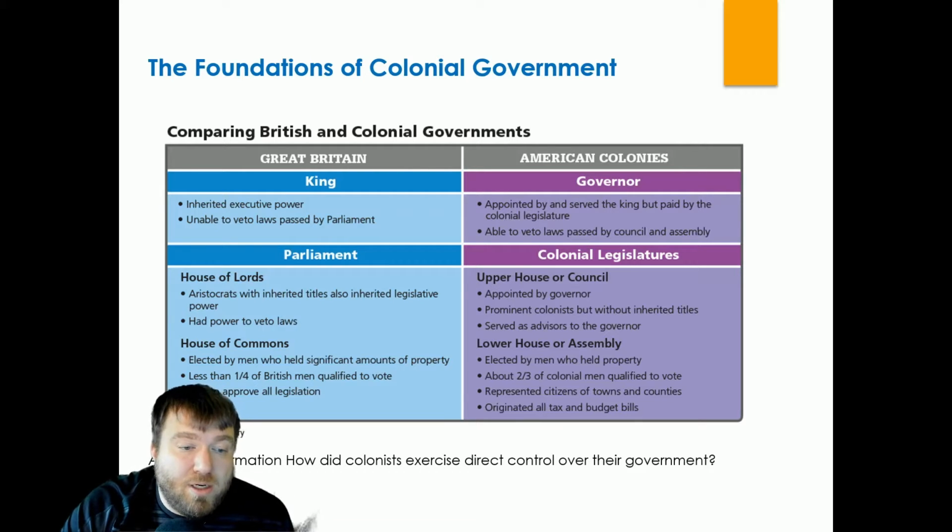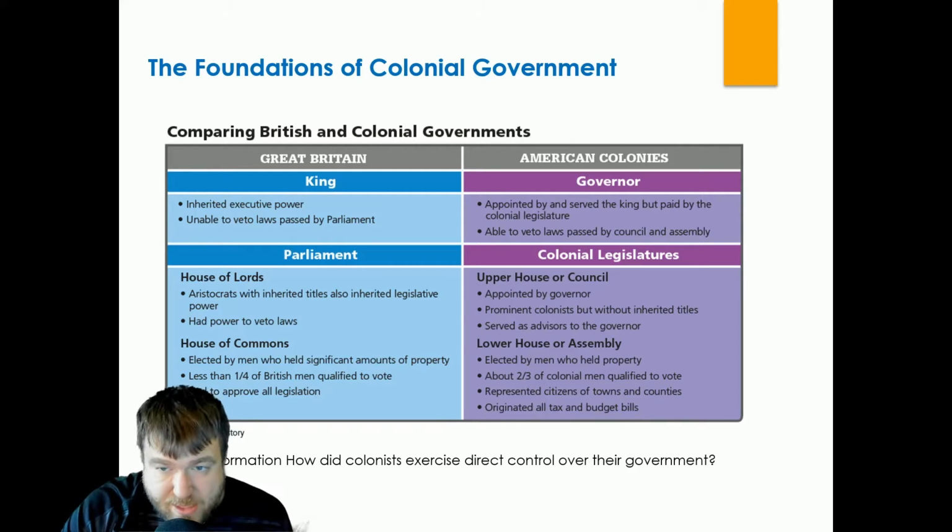Now in the Parliament at this time, they also had the House of Commons, which was elected by men who held significant amounts of property, and less than 1/4 of British men were qualified to vote and had to approve all legislation. Now if we go over to the American colonies, we have the governor, who was appointed by and served the king but paid by the colonial legislature, and was able to veto laws passed by council and assembly.